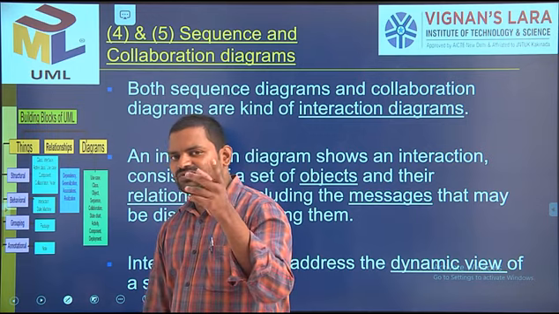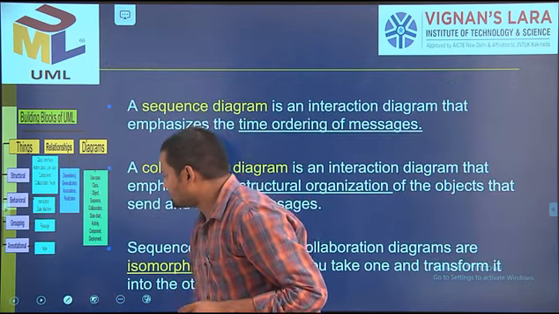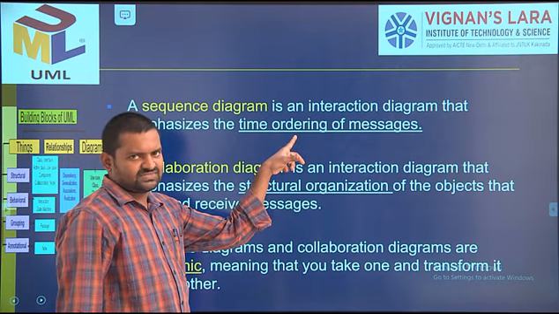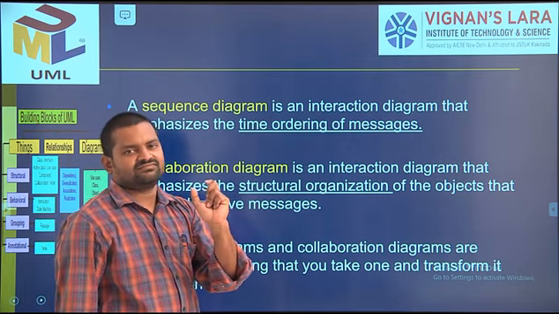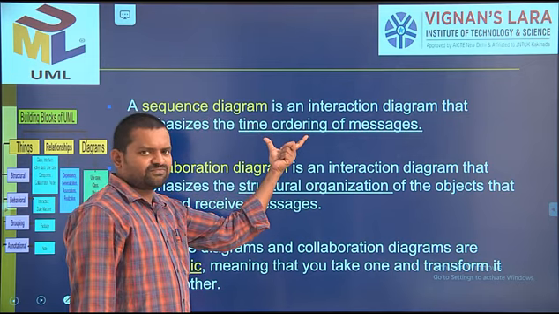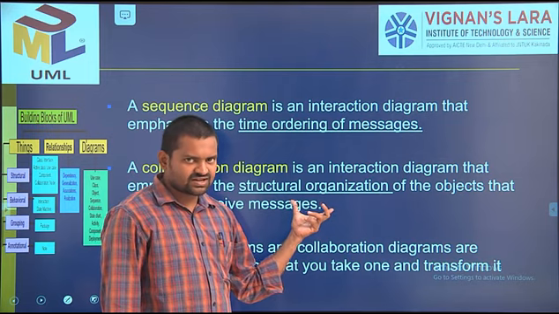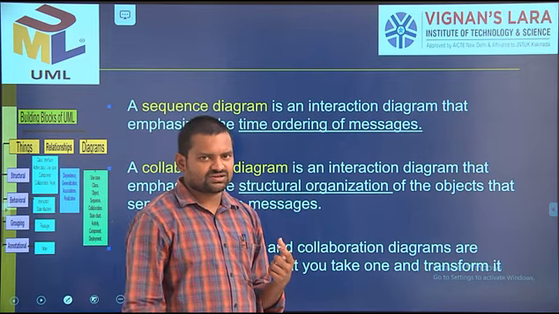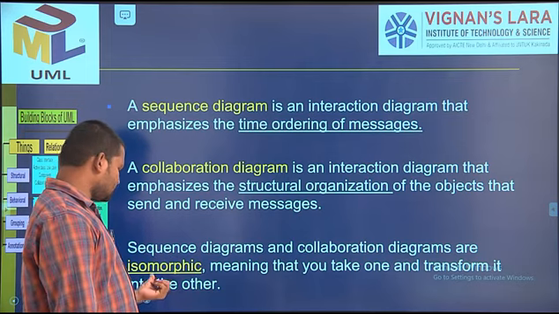If you draw one interaction diagram, the system will automatically generate the other diagram. What does a sequence diagram contain? It contains the time ordering of messages. Most important. The two diagrams have the same representation but different meaning. A sequence diagram contains only the time ordering of messages, whereas a collaboration diagram contains structural organization. Very important, remember this point. Sequence diagrams and collaboration diagrams are isomorphic diagrams.